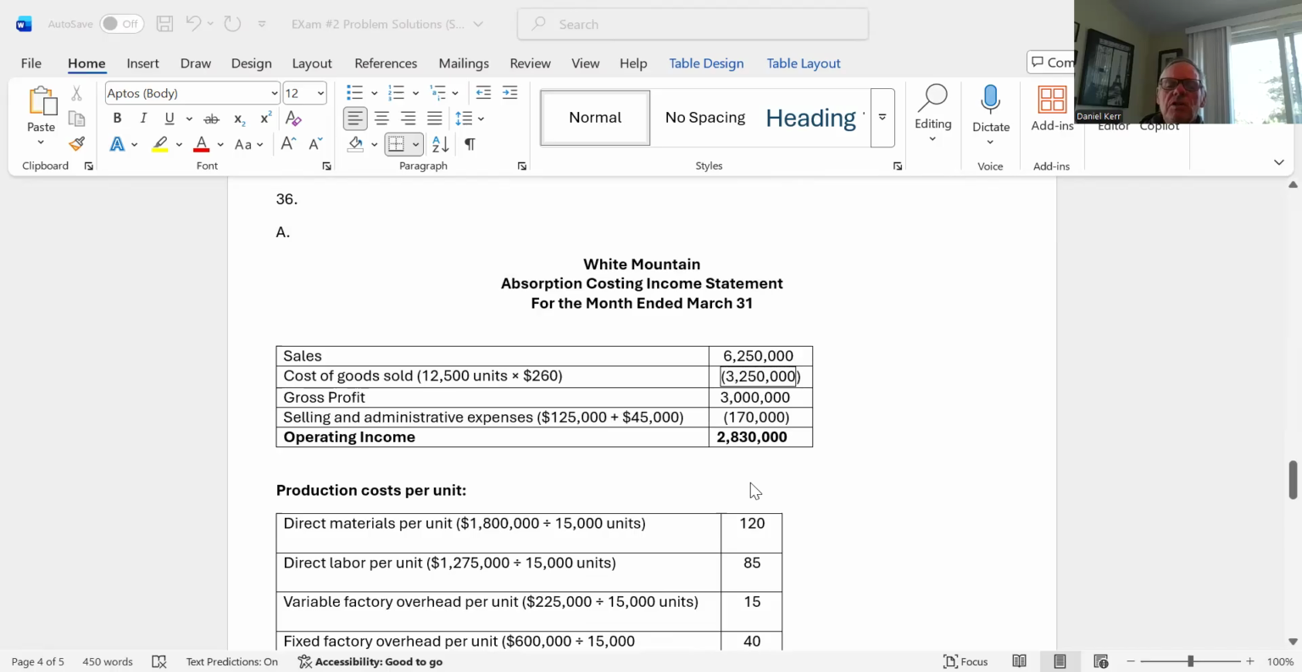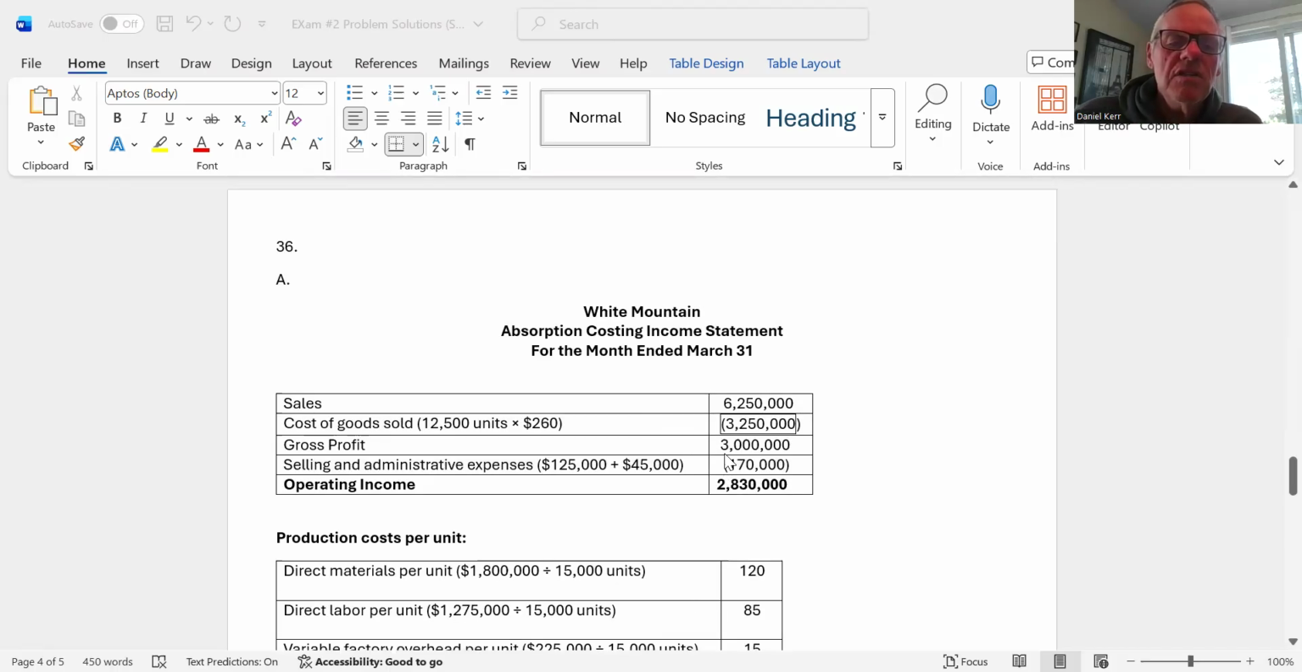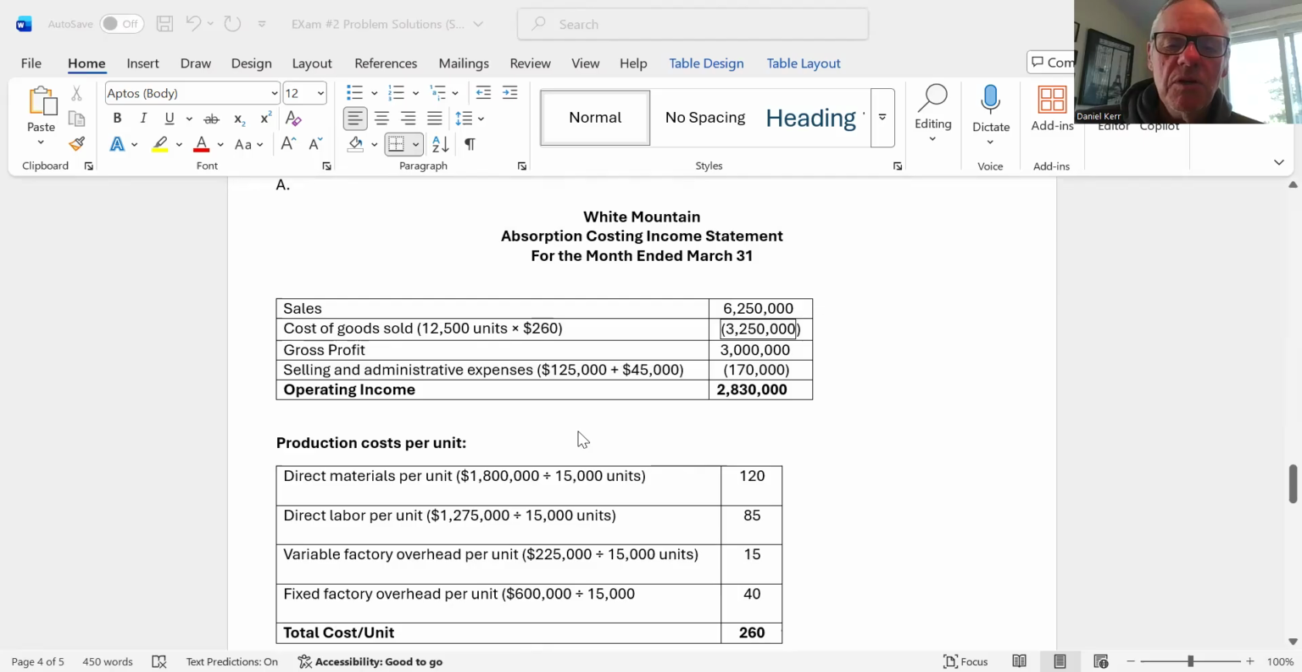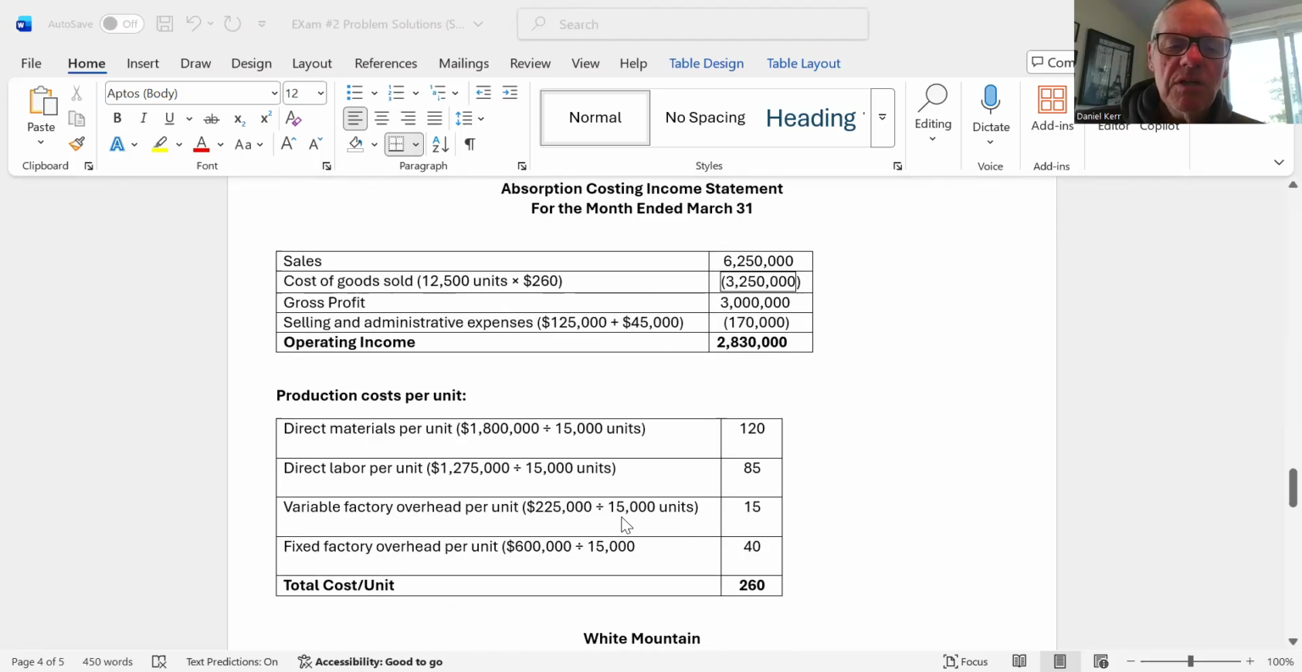And in this case, you produced more units than you sold. So you sold 12,500 units. And what you had to do is get the cost of goods sold under absorption costing. So you had to figure out what the materials cost was, what the labor cost was, what the variable overhead was, and what the fixed overhead was.